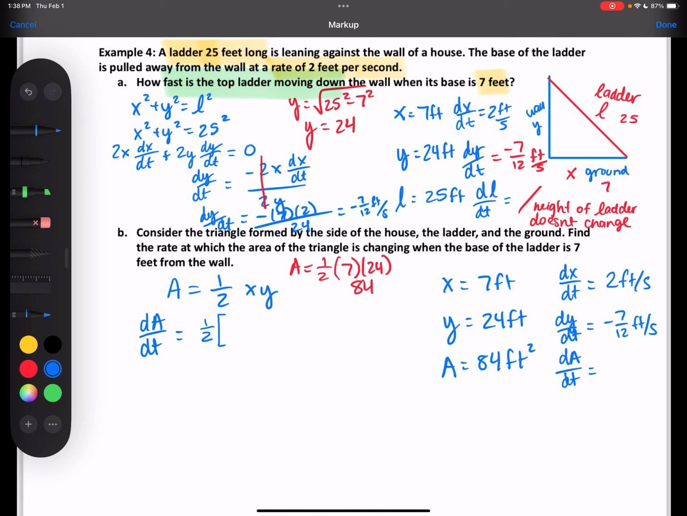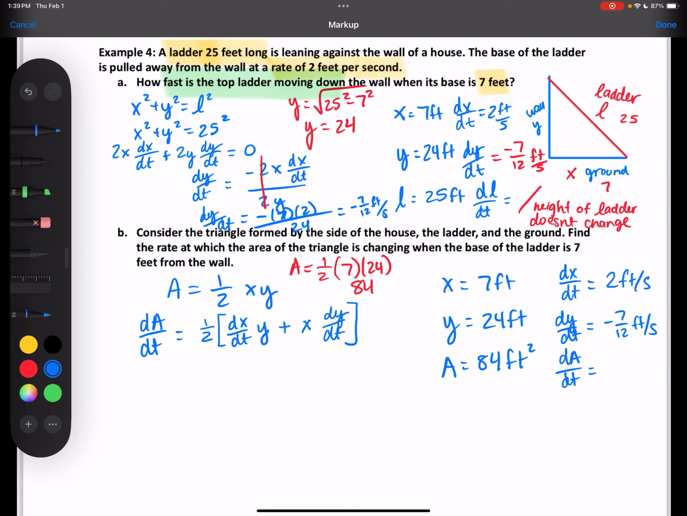The 1/2, and then, okay, so x, no, 1. Wait, product, but we're taking the derivative with respect to t, so it's not 1. It's dx/dt. Let's finish the derivative and then we'll plug it in tomorrow and finish it. Okay, and then dx/dt times y plus x dy/dt.